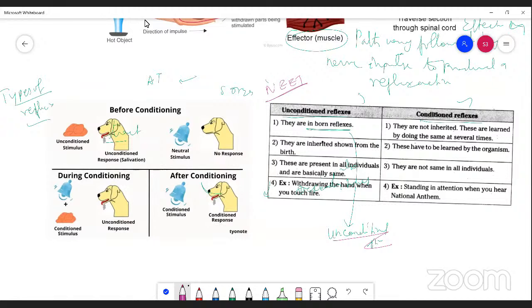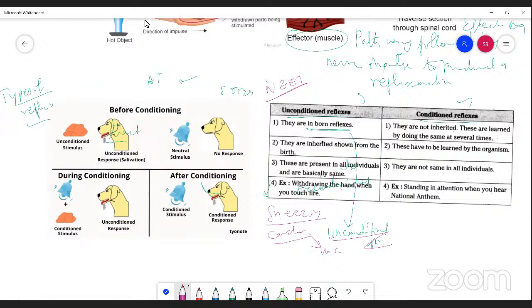When dust falls in our eyes, we automatically and quickly blink the eye. Next, sneezing, coughing, because of what? Dust or other foreign particles entering the nose or larynx, throat. So automatically we make sneezing and coughing. These are one type of reflex that is called the unconditional reflex.